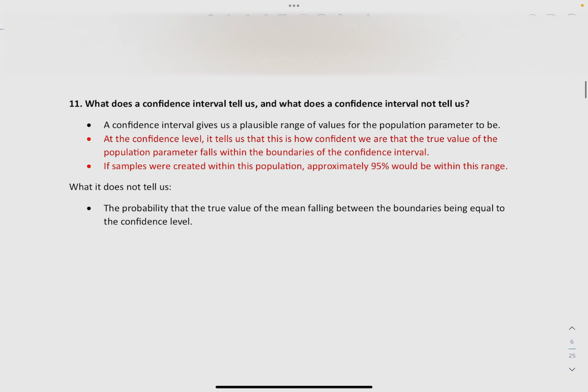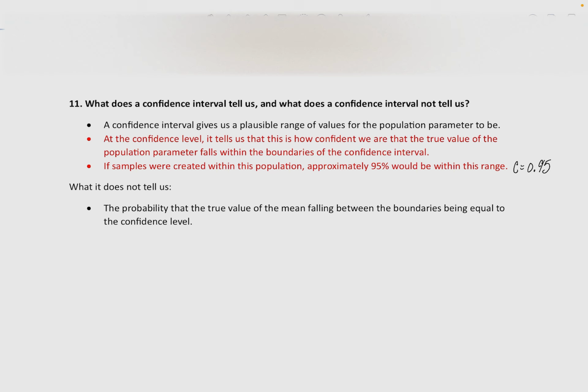Number 11, what does the confidence interval tell us, and what does the confidence interval not tell us? So here, a confidence interval gives us a plausible range of values for the population parameter. And the confidence level tells us how confident we are that the true value of the population parameter falls within the boundaries of the confidence interval. Okay? So it's basically giving us a confidence of the true value. And if samples were created within this population, approximately 95% would be in this range. This is assuming that the confidence level is 0.95 here. Okay, just to give a bit more context for that.